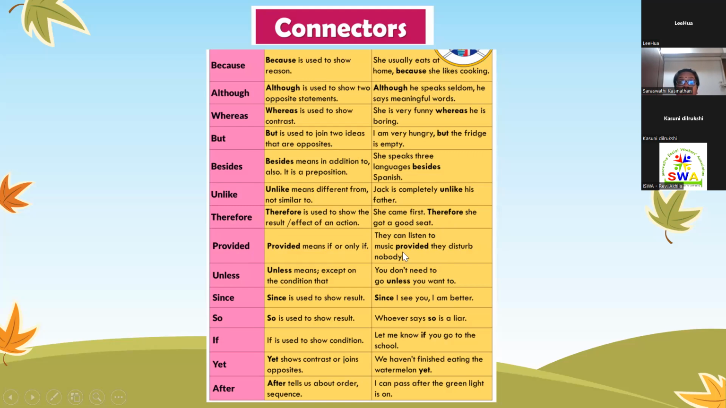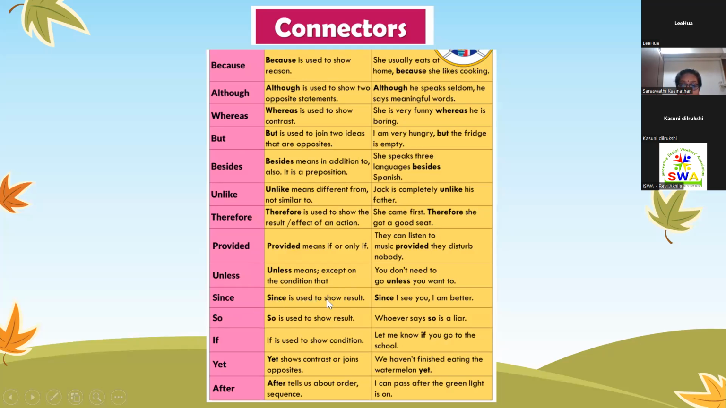You can go to the museum provided you finish your homework, all right? So that's what probably your mom says, right? You can go and play provided you have done your schoolwork, all right? Unless means except on the condition that, okay? So except on condition, there's a condition for you, right? You don't need to go unless you want to.